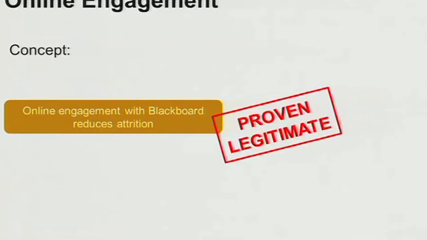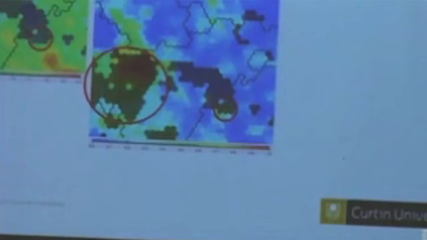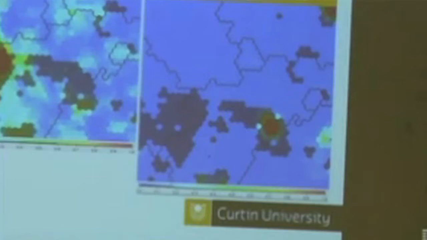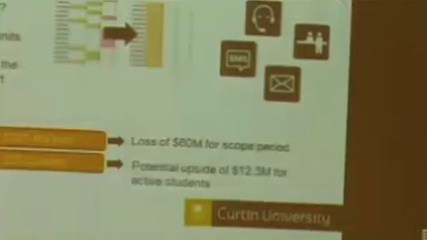How did we know this? We looked at the Blackboard usage and the likelihood of attrition, and we could then see where those students lay, and from that say whether the attrition was higher or lower. So what's the hypothesis there? Online engagement increases retention. That assumption is proven from our study.